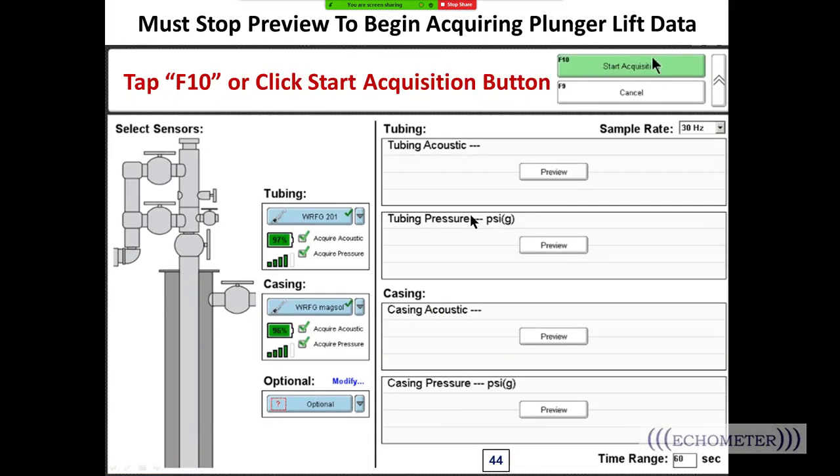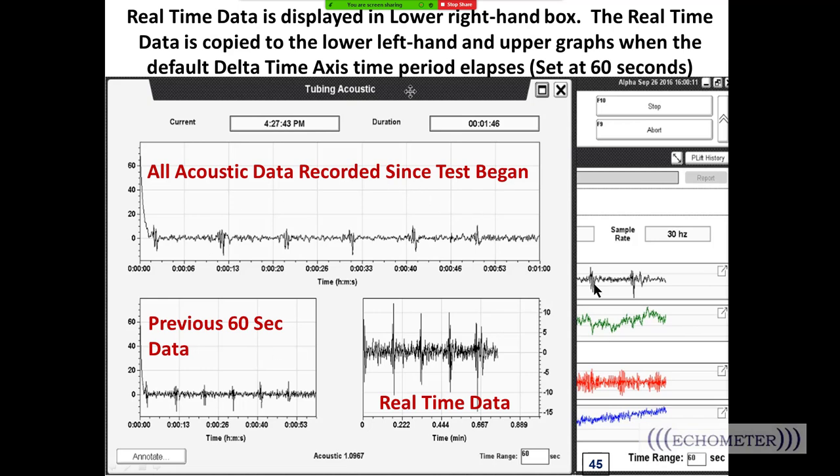We click the Start Acquisition button, and the software starts streaming in the data streams from the tubing and the casing, the acoustic and the pressure. If we click one of these little buttons with the arrow on them, this screen pops up and shows you all the data we've recorded so far from the beginning of the test. It shows you the current time, the duration, and the signal at that point. This is the last minute, and this is the current minute of real-time data streaming in.